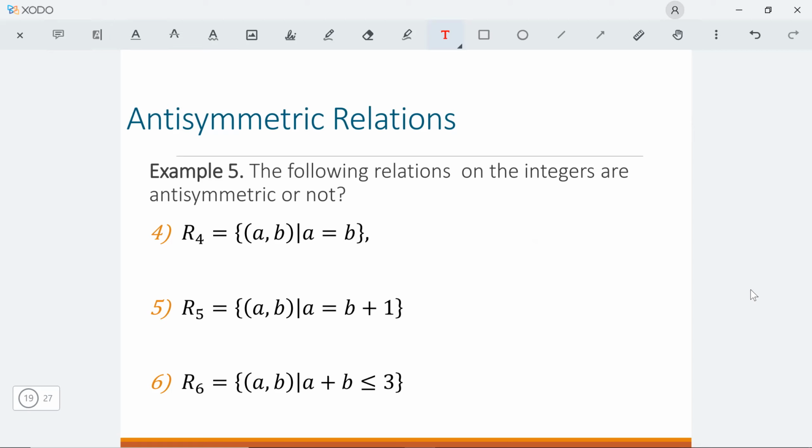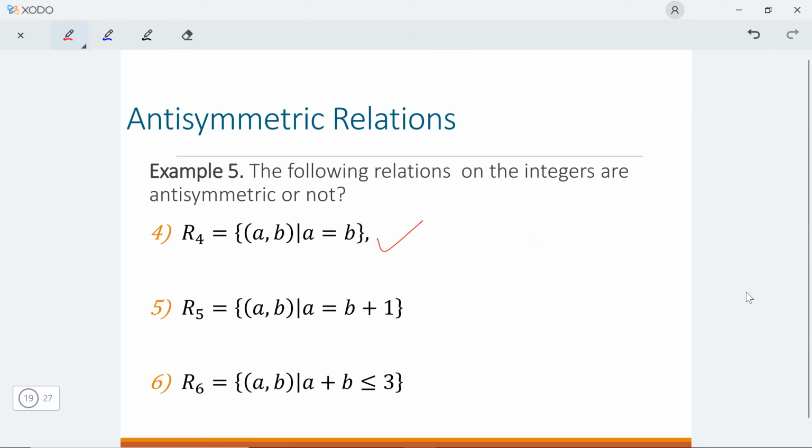So for R4, we know the definition is just A equal B, right? If we try to find AB in this R4 relation, the only case we can find is where the values of A and B are exactly the same. Because of this, if the values of A and B are the same, then of course if we flip the order, BA is still in this one. By this we know this satisfies the requirement of anti-symmetric because the values of A and B are exactly the same.